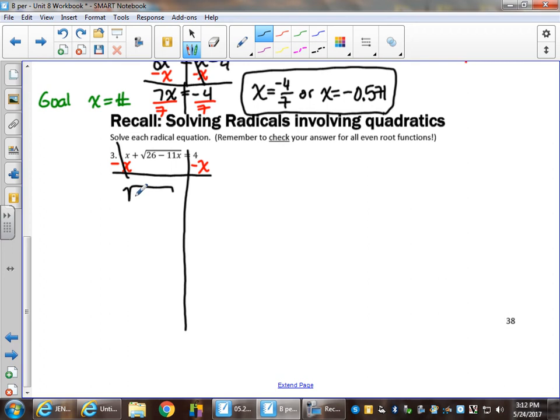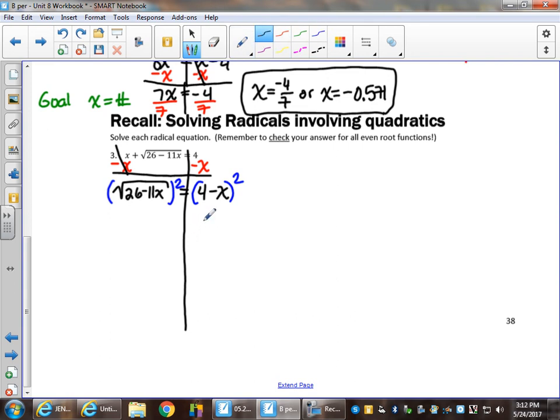So now I have the square root of 26 minus 11x equals, make that a little neater, 4 minus x on the right side. Now that the radical is by itself, we need to raise both sides to the appropriate power. So the inverse operation of square root will be raising both sides to the second power, because what I do to one side of my equation, I must do to the other.